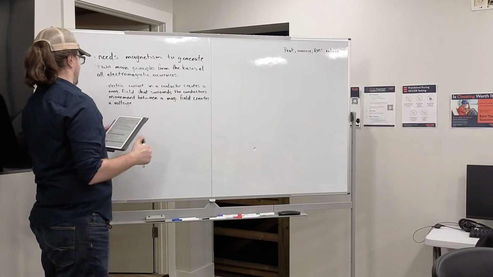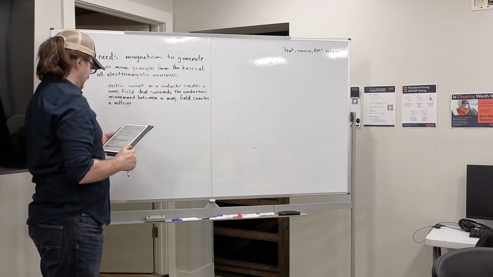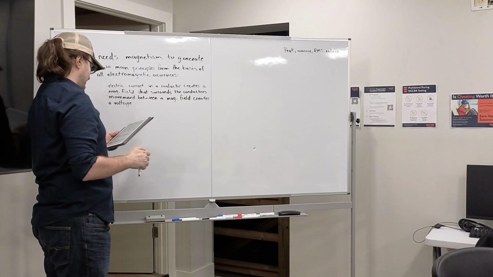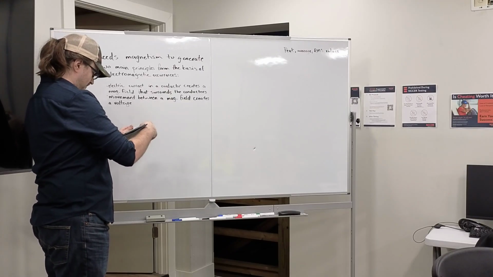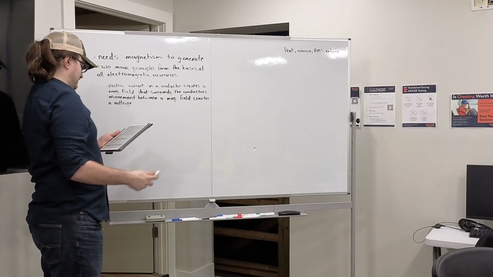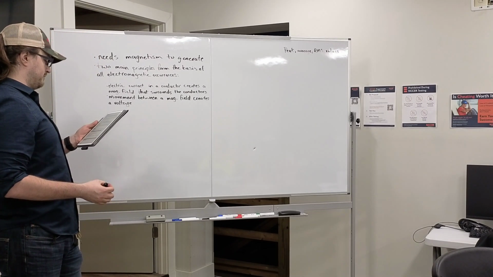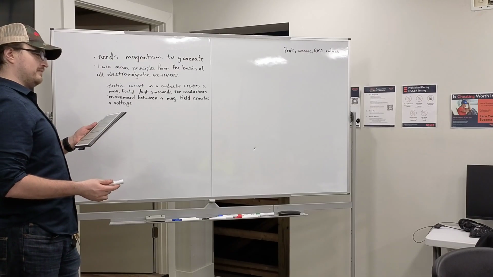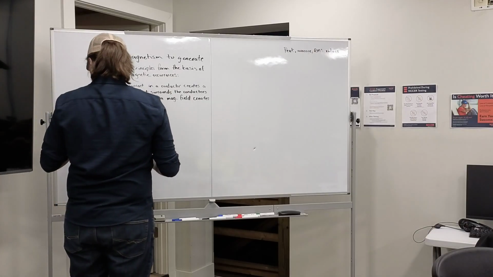All right, Aiden, one more time. What are they? I got it right here. An electric current in a conductor creates a magnetic field that surrounds the conductor. And movement between a conductor and a magnetic field creates voltage, if it's perpendicular. Oh yeah, it's perpendicular.